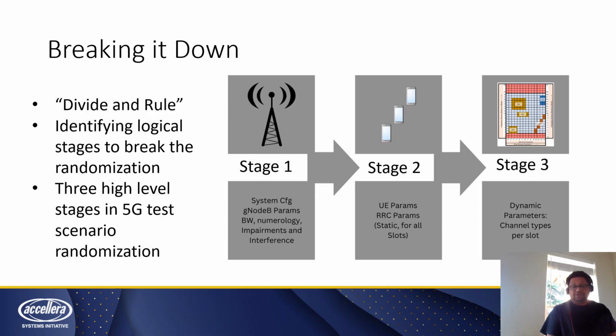In stage two, we broke it down into the user equipment related parameters. For each user equipment, if we need 10 users to be randomized in a particular scenario, then we have so many UE parameters to deal with, and all the RRC parameters that are relevant to that. Until now, we have dealt with all the parameters for all the slots that are going to be static. Stage three is where we actually randomize the channel types for every user for every slot, which means these are dynamic parameters for every user for every slot.